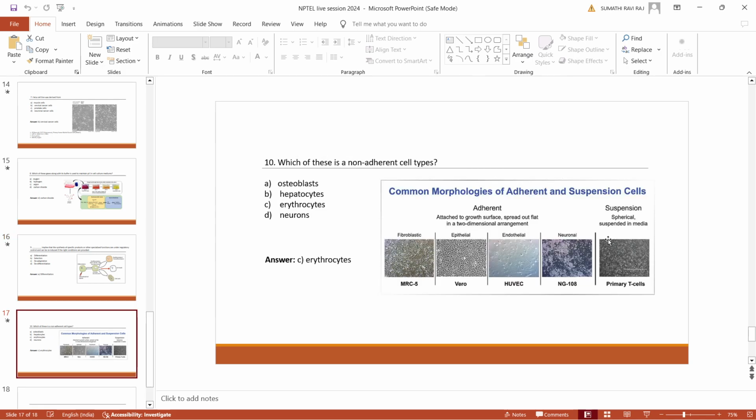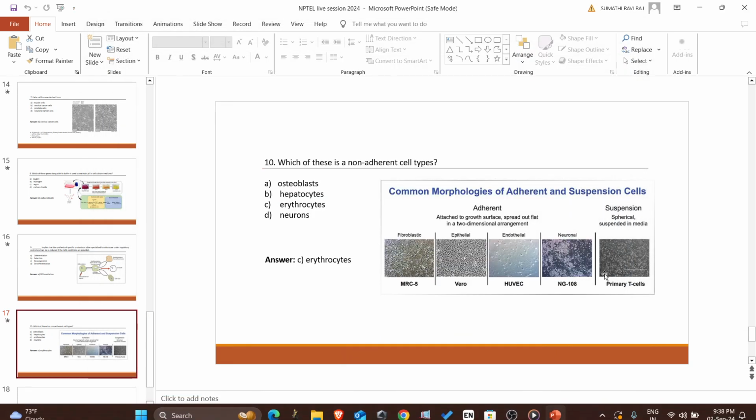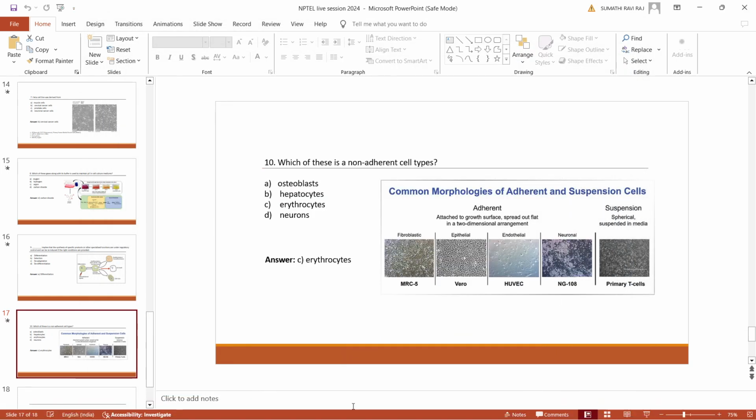Then which of these is a non-adherent cell type? That is, what is a cell type which does not stick to the basement or whatever dish that you're growing it in. So in this, osteoblast is bone cells. They are very adherent. Hepatocytes are liver cells. They are also adherent. Neurons are also adherent. Erythrocytes are non-adherent because they are RBCs and they are always in blood, so they are in the suspended state. So when you grow them also, you have to grow in suspension media. So these are some of the common adherent and suspension cells.